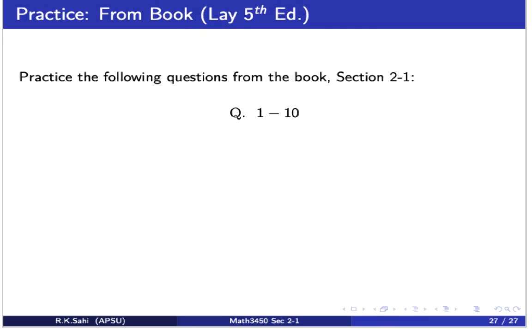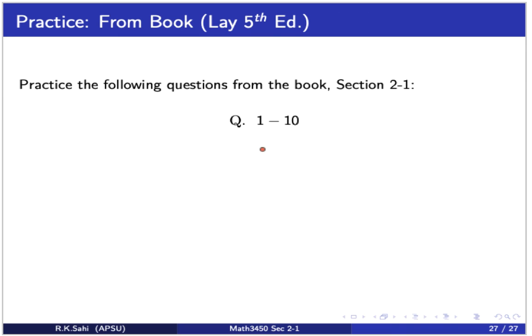Well, I would like you guys to do some practice of these problems, questions 1 to 10, in section 2.1 of the book, which is the Lay book, the 5th edition.